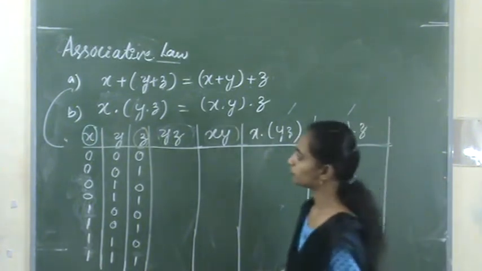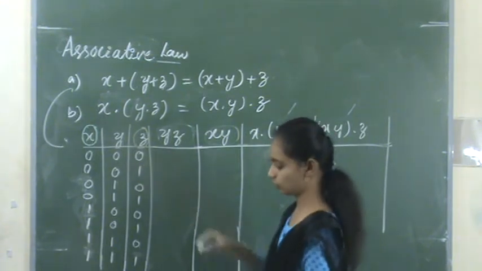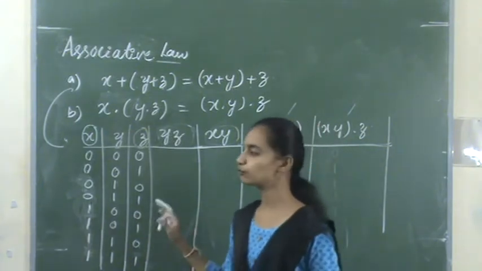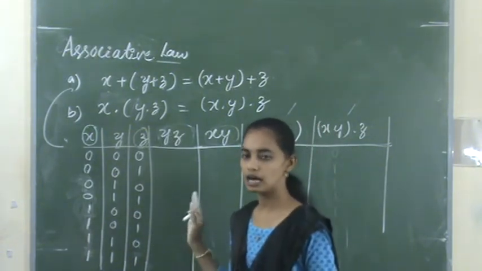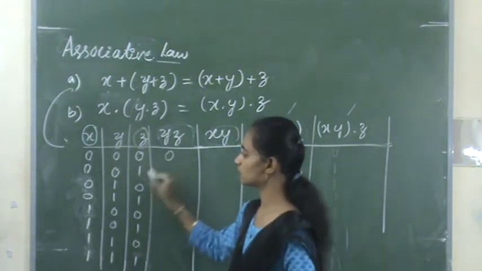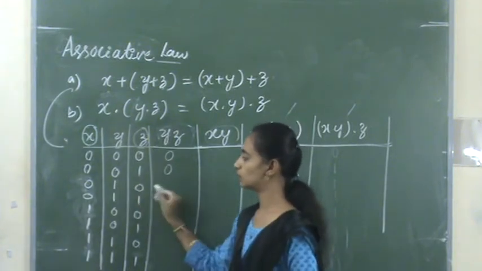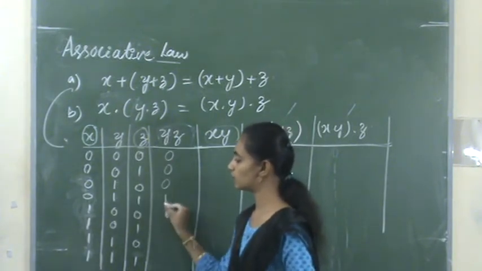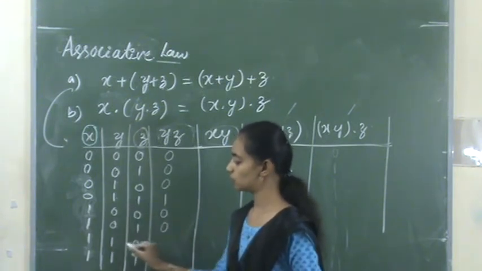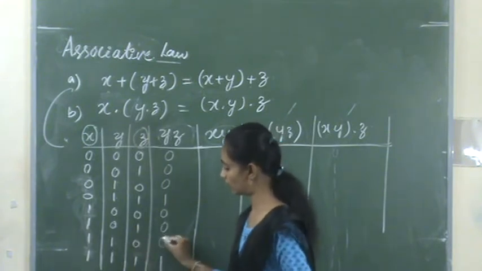So now perform yz. So what is yz? We have to perform the AND operation. AND operation means if both the values are 1, then only the resultant will be 1. So 0 into 0 is 0, 1 into 0 is 0, 1 into 0 is 0, 1 into 1 is 1, 0 into 0 is 0, 0 into 1 is 0, 1 into 0 is 0, 1 into 1 is 1, right?